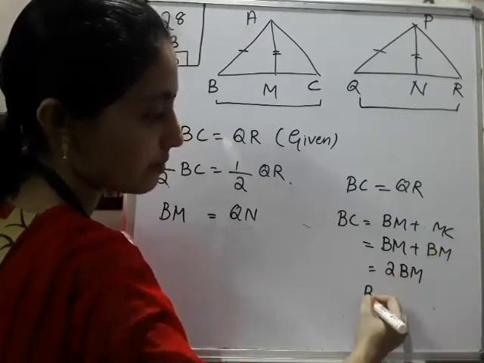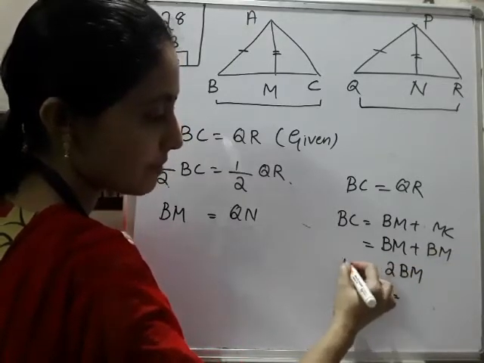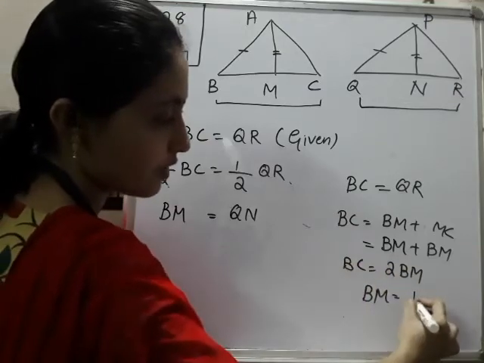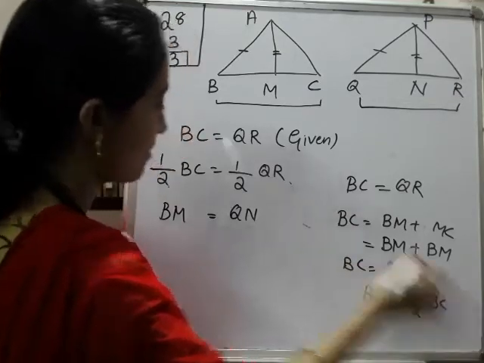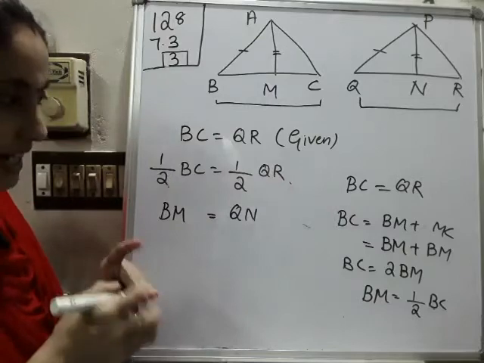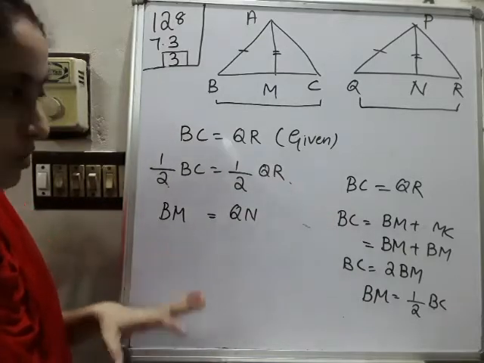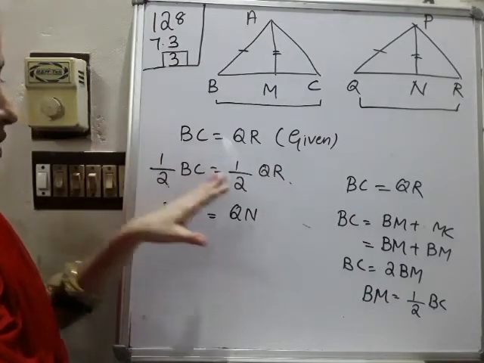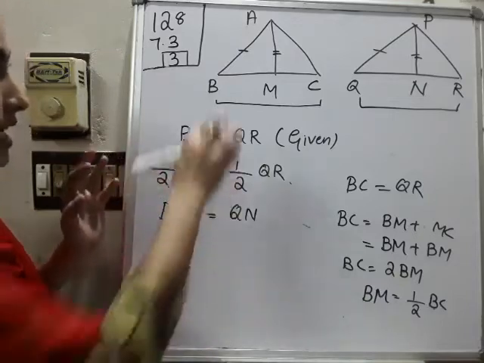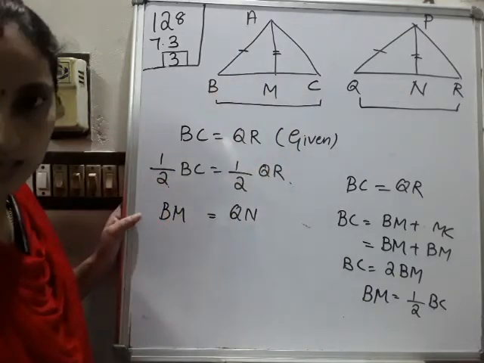So how can we write BM? BM is equal to half BC. Just write half BC is equal to half QR. So we can write BM is equal to CM.